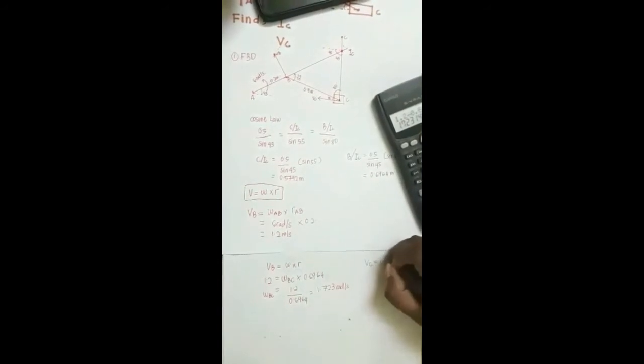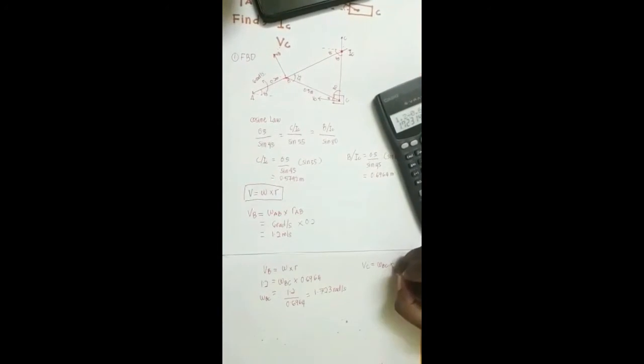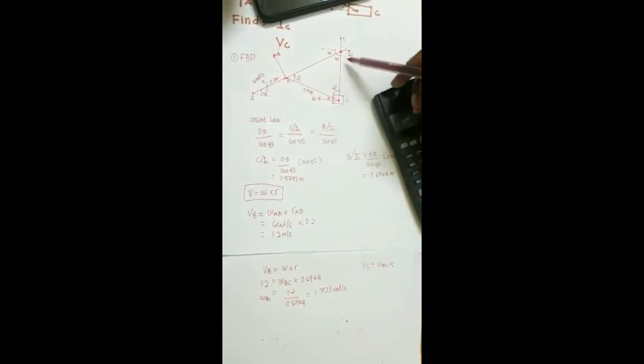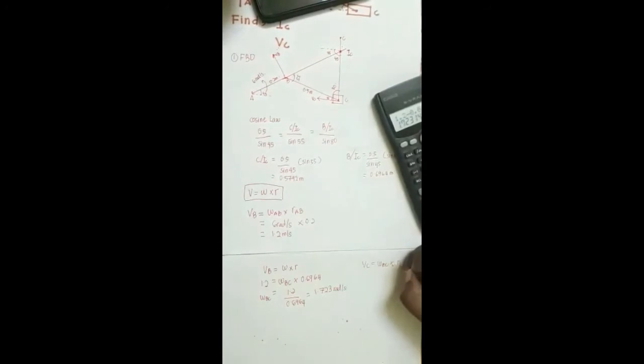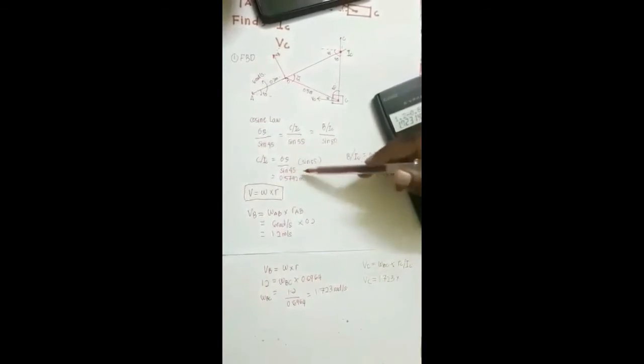Okay, now we can use the formula of VC equals to omega BC times with the length of RCIC. VC equals to omega BC 1.723 and RCIC 0.5792.